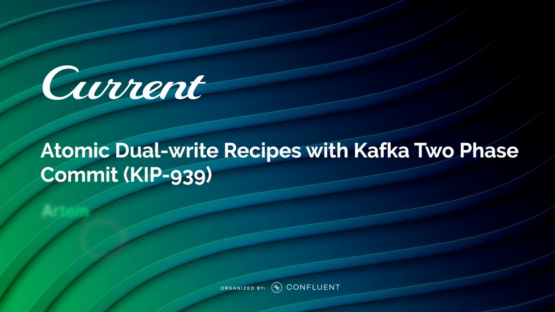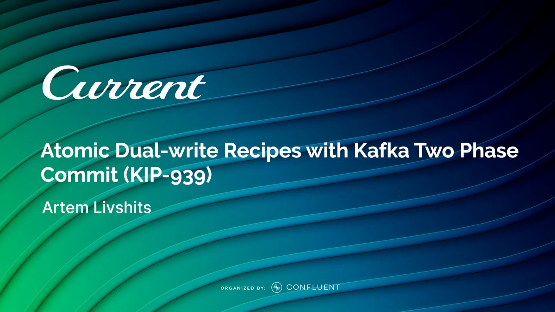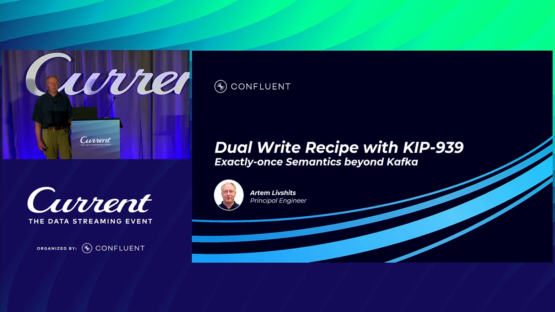I'm Martin Livshits. I'm a principal engineer at Confluent working on core Kafka. And one of the things that I've done recently is KIP-939, which introduces two-phase commit and also describes how you could do atomic dual writes between Kafka and some other databases.